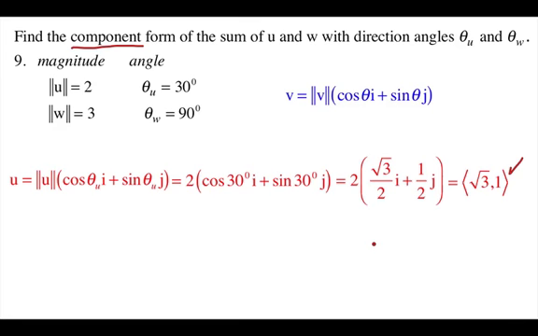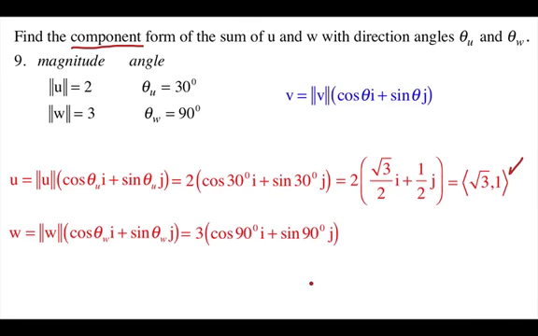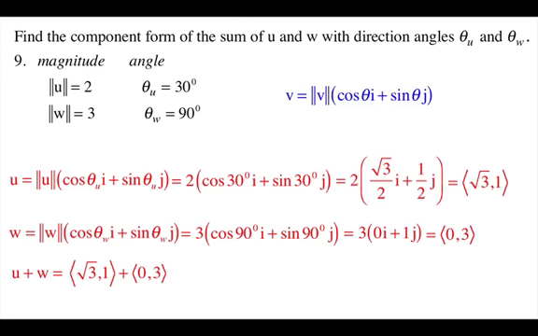I basically do the same thing for w. Apply the formula, apply the magnitude, the theta, simplify, rewrite this. Once I distribute and rewrite it in component form, this is what I get. So at this point, all I need to do is find the sum of u and w, and I apply what I learned earlier. So I'm going to basically add these two vectors. I add the x components of the vectors and I get radical 3. I add the y components of the vectors and I get 4. And this is the answer to number 9.